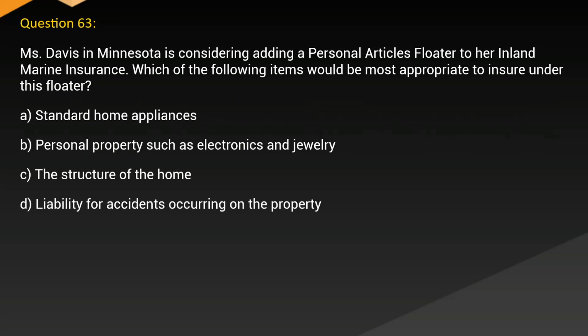Question 63. Ms. Davis in Minnesota is considering adding a personal articles floater to her inland marine insurance. Which of the following items would be most appropriate to insure under this floater? A. Standard home appliances. B. Personal property such as electronics and jewelry. C. The structure of the home. D. Liability for accidents occurring on the property.